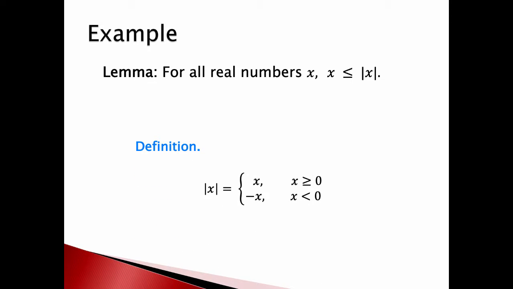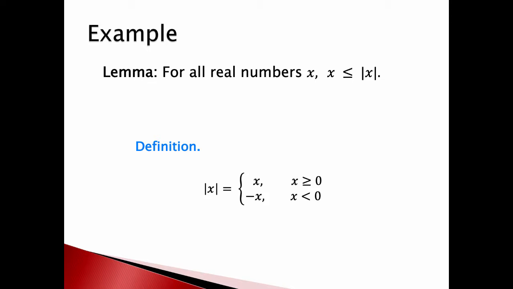So remember, I've emphasized over and over again how important it is to know all the definitions. You have to have them memorized, otherwise you have no hope of being able to write any proofs about anything. So what's the definition of an absolute value? The definition of the absolute value of x is that it's x if x is bigger than or equal to 0, and it's negative x if x is less than 0.